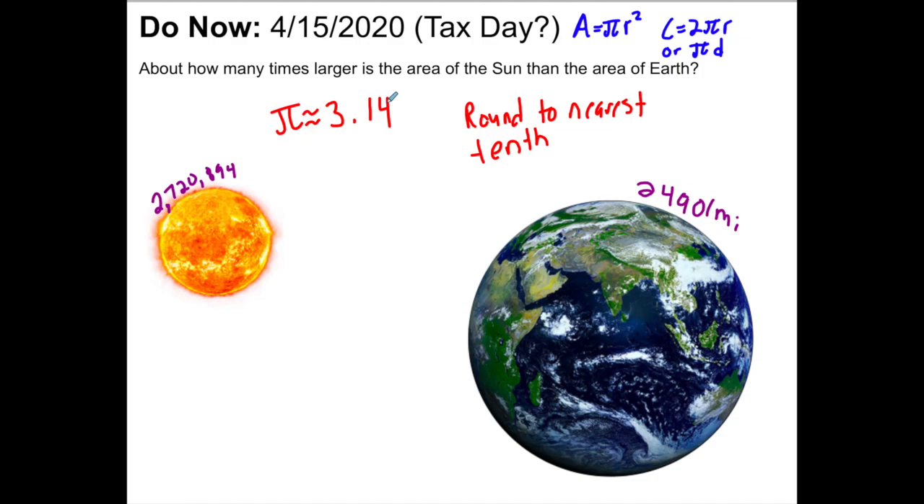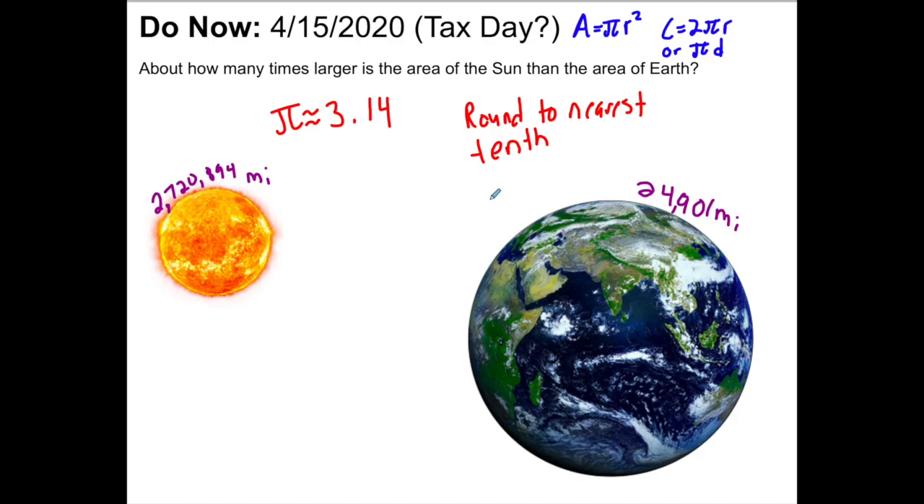So in this do now, we got two little shapes here, right? We got the Earth, which has a circumference of 24,901 miles. And we have the Sun, which has a circumference of 2,720,894 miles, approximately. Okay? So given these circumferences, I want to know about how many times larger is the area of the Sun than the area of the Earth. We'll use 3.14 for pi, and we'll round to the nearest tenth.